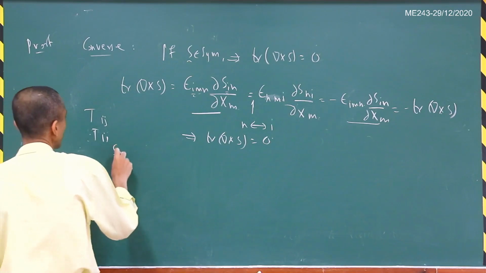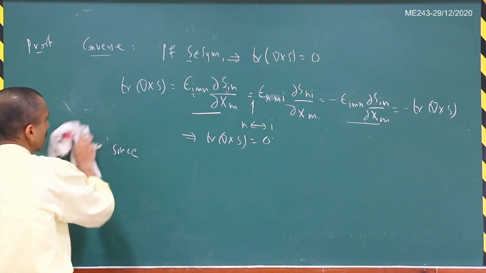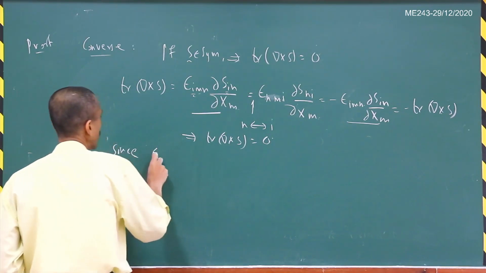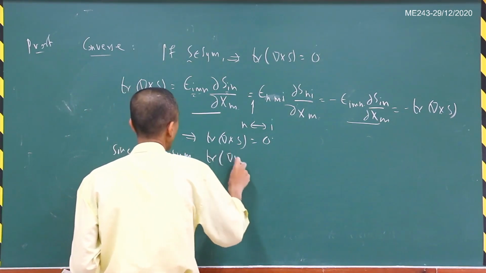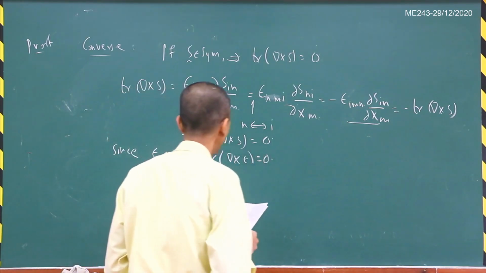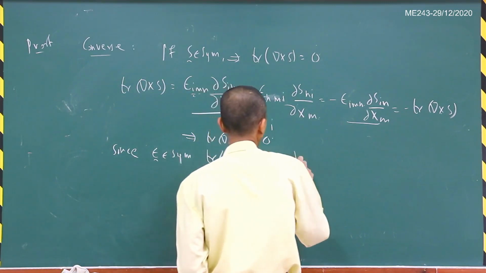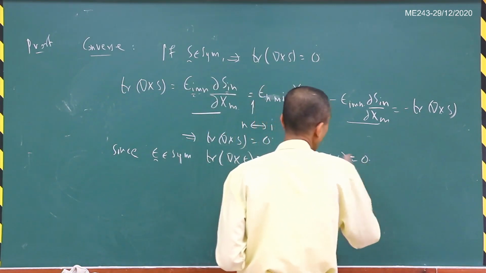So since epsilon also belongs to Sym, we will get trace of del cross epsilon is equal to 0. And we are also given that del cross epsilon is equal to 0. So this is also given.